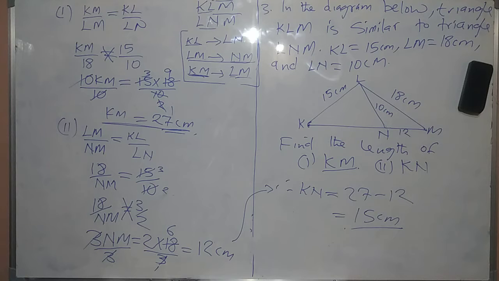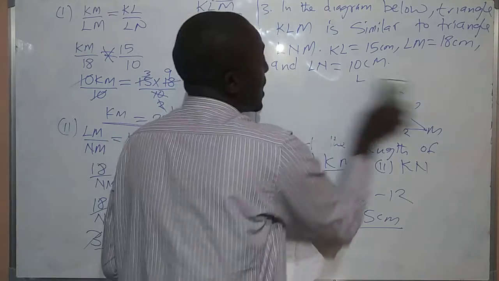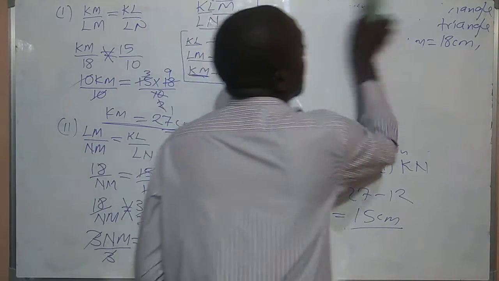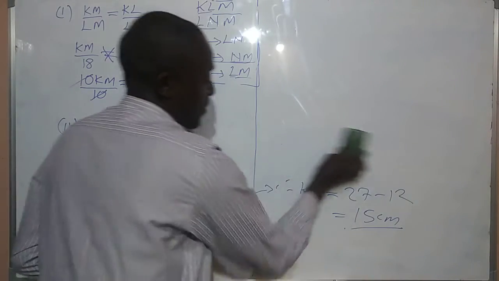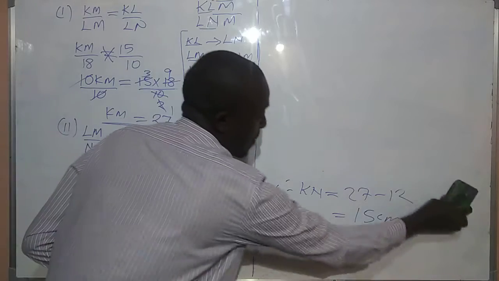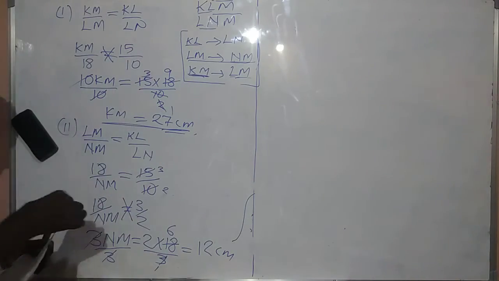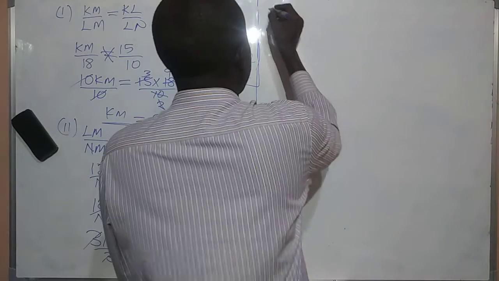And so we can go to our next question, which is the last one on similarities before we go to congruence. Okay, so here is our last question. In the diagram, I think it's number 4.